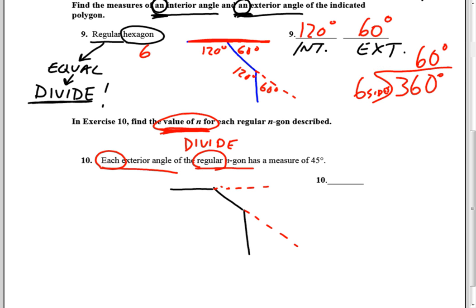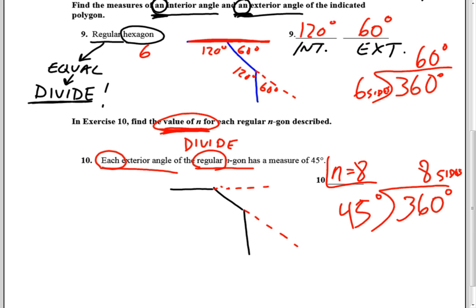Even if this said interior angle, I would still go to the outside. I would still do 360, and I would divide by this 45. In this problem, I'm dividing by the number of sides, I get an angle. Down here, I'm dividing by the angle, so what am I going to get here? Number of sides, which should be 8. And that's really what I'm looking for. Where does the 45 go? That goes on the outside.